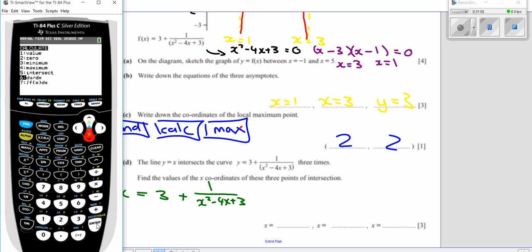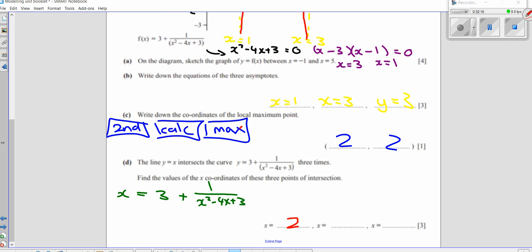Oh, went too far. I'll just press 5. First curve, enter. Let's see where it goes first. Second curve, enter. Guess. Have I got it yet? I've got to press it, good. So notice it'll find the one it's closest to. So we've just found x equals 2. We've found 1.